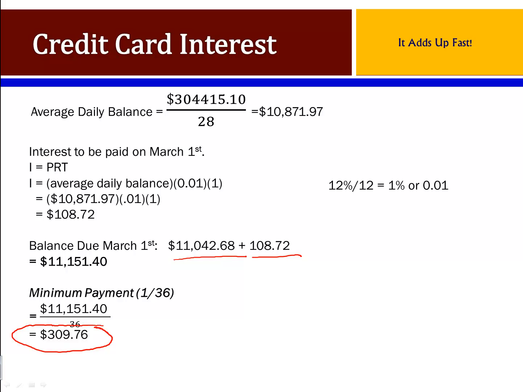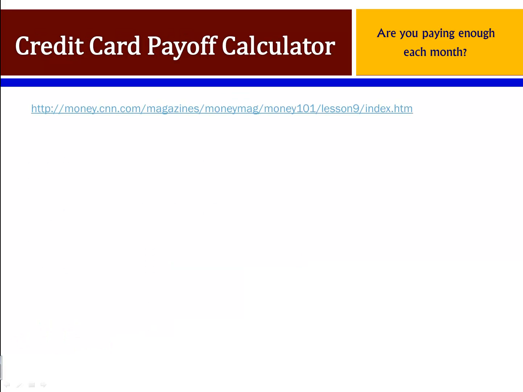That's one of the disadvantages of having what's called revolving credit, because you're not paying a balance such that it is paid off by a certain date. You're just required to pay a minimum payment. And for that reason, I'd like to take you to a website to show you a better way to manage your credit cards to make sure you're paying enough each month so that it can be paid off.